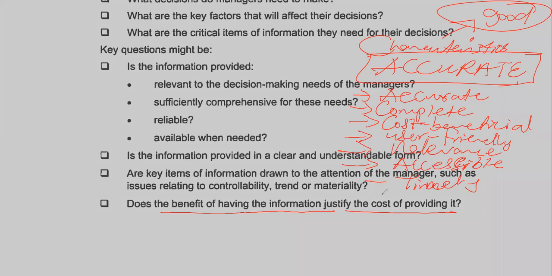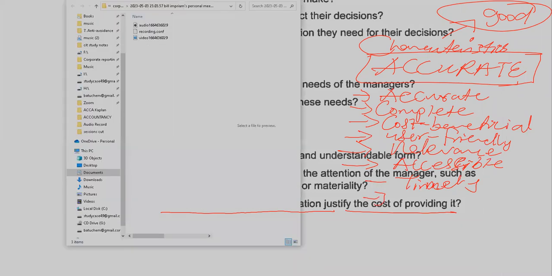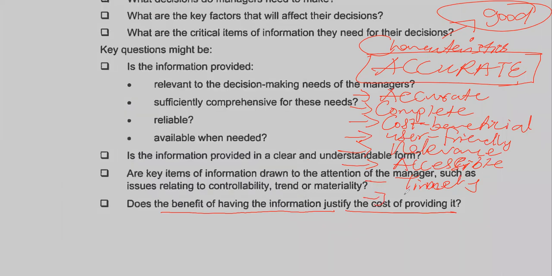And finally, we have easy to use. The information should be easy to use. User-friendly here has to do with understandability. Can the person understand the message being provided? So you can make it understandable or user-friendly. These are the characteristics, and the questions that we have seen can be summarized into these factors using ACCURATE. So those are the characteristics of good management accounting information.